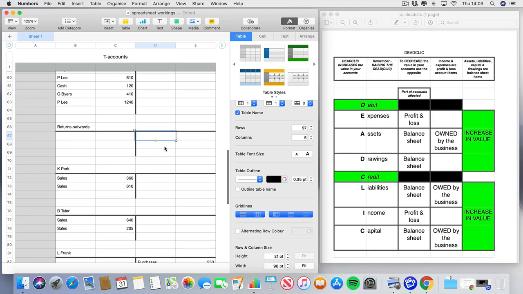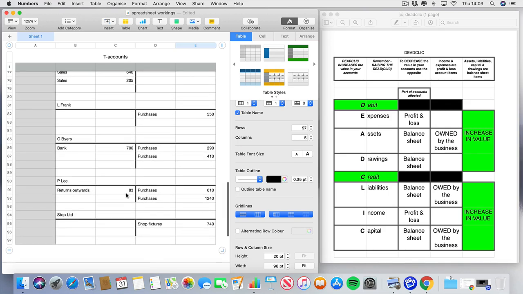Now this would normally be an expense in our profit and loss account. If we were increasing this expense, it would be a debit. We're decreasing the expense, so it's to the business's benefit, so it's going to be a credit. Okay, so it's P. Lee, 83. So we've got the credit side there and the debit side there.